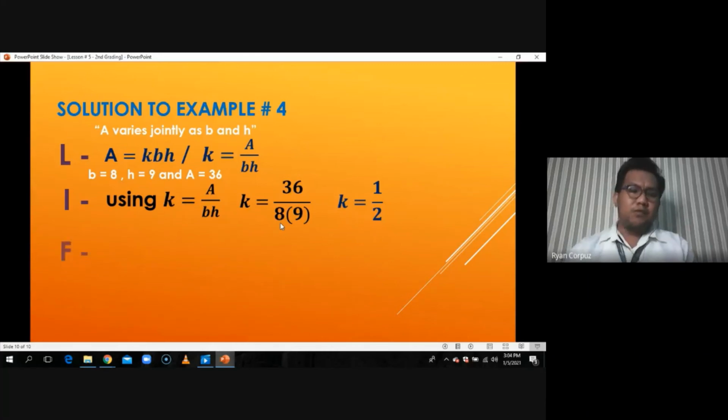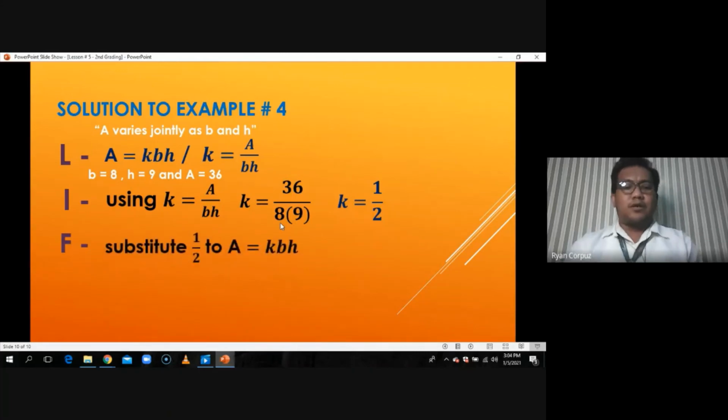So since we do have the value of K, we can now come up with the equation of variation. So just simply substitute that 1 half to A is equal to KBH, which is the first form equation. Ito yon, the first form equation. So, gagamitin natin yon in order for us to find out for the equation of variation. So, if we're going to substitute it, it will be A is equal to BH over 2.